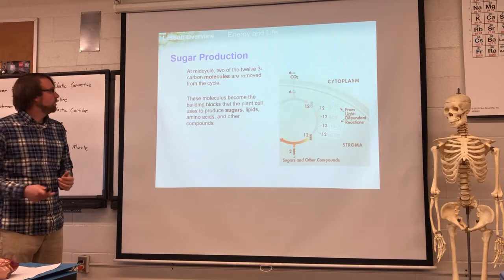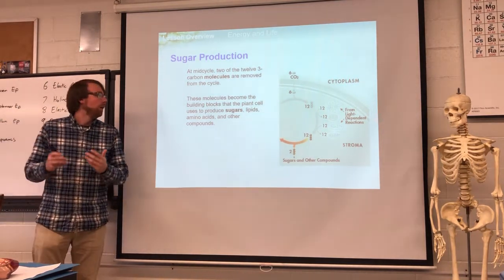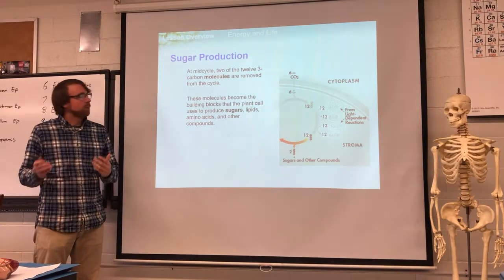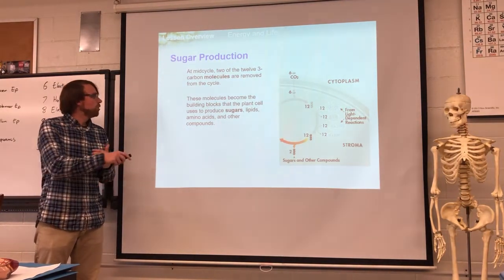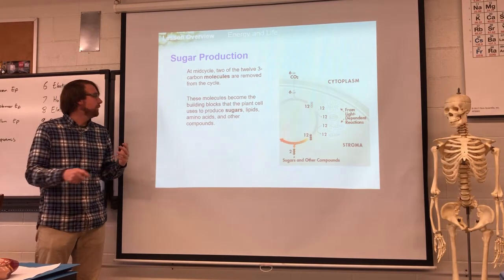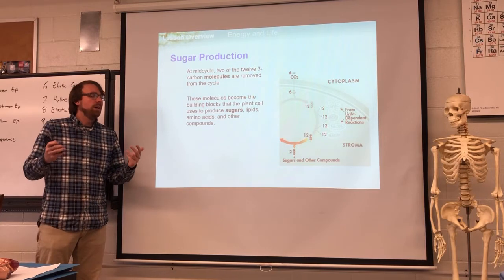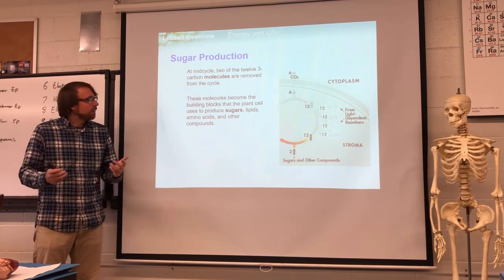These molecules become the building blocks that the plant cells use to produce sugars, lipids, amino acids, and other compounds. These sugars are going to be the building blocks of all living things. This is how all food is effectively produced via photosynthesis, taking in carbon dioxide.